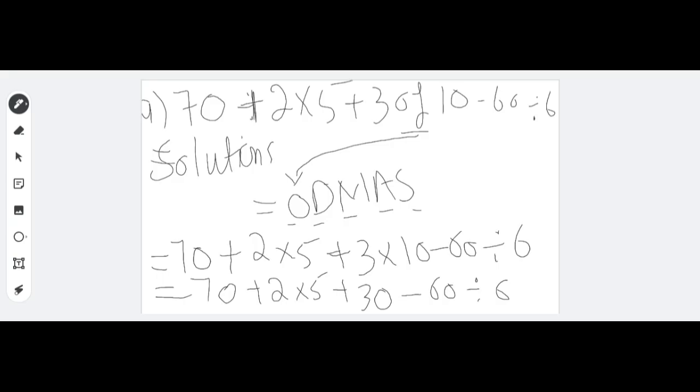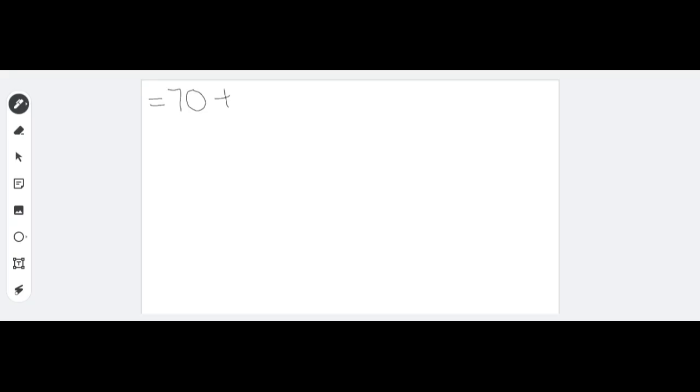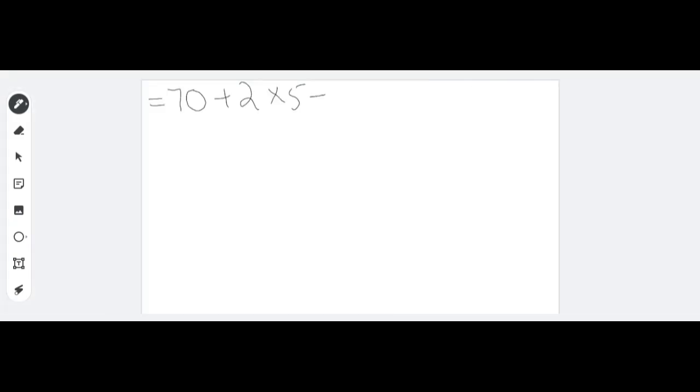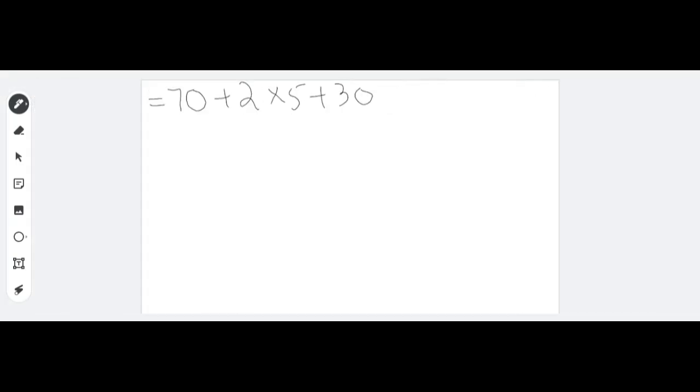Now I have to follow the D rule, which is the division rule. Now the division is between 60 and 6. Can you give me the answer? 6. Very good. 70 plus 2 into 5 plus 30, minus. When we divide 60 by 6, the answer is 6. Is it correct?